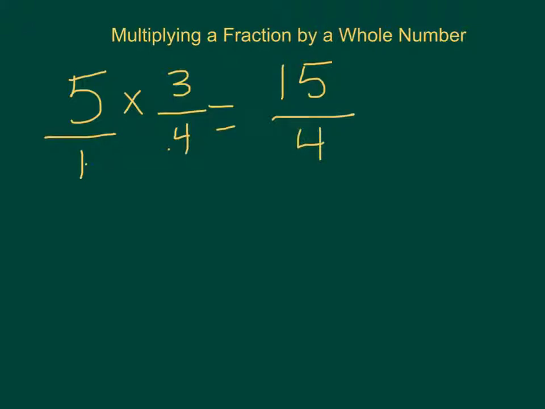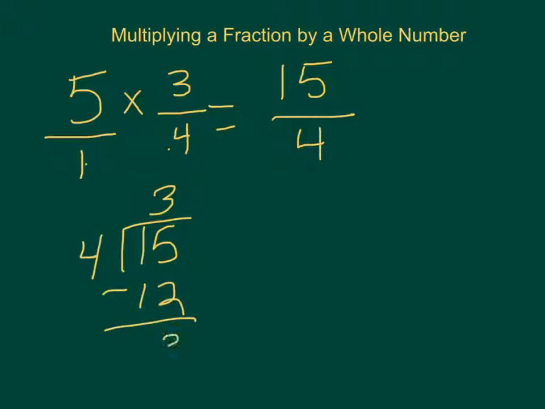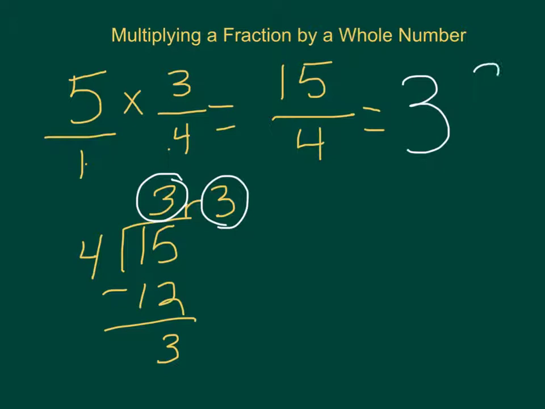And now I have an improper fraction, which brings us back to turning an improper fraction into a mixed number. So then I'm going to take 15 and divide it by 4. 4 goes into 15 3 full times. 4 times 3 equals 12. We have 3 left over. So my mixed number becomes 3 and 3/4.